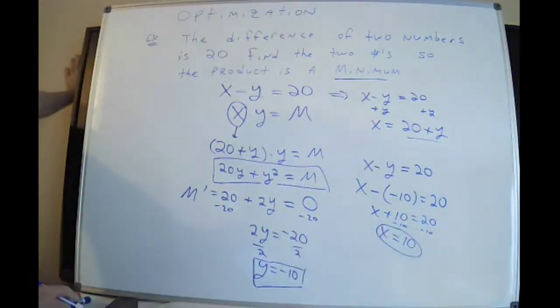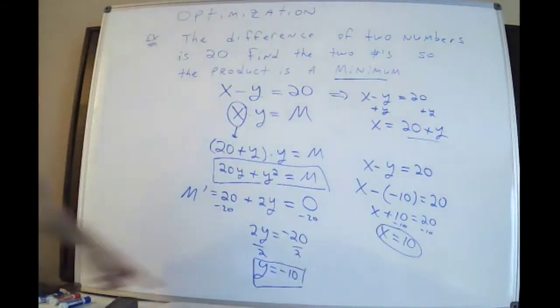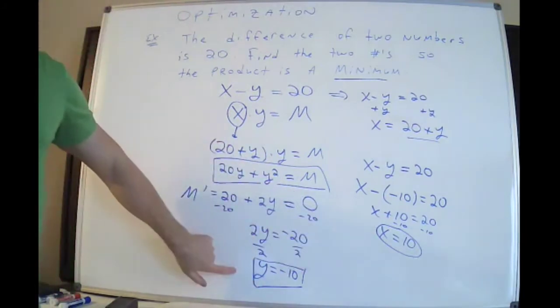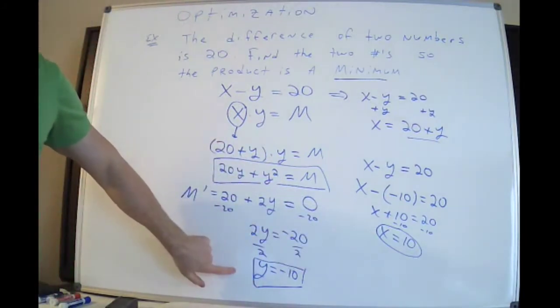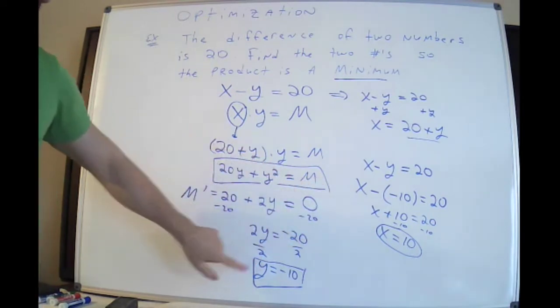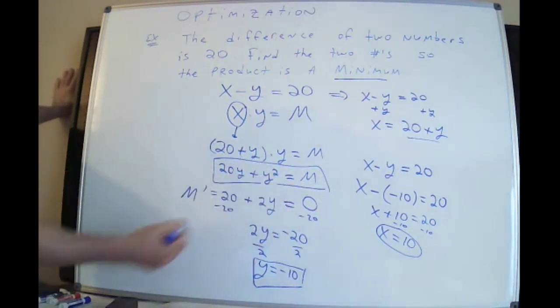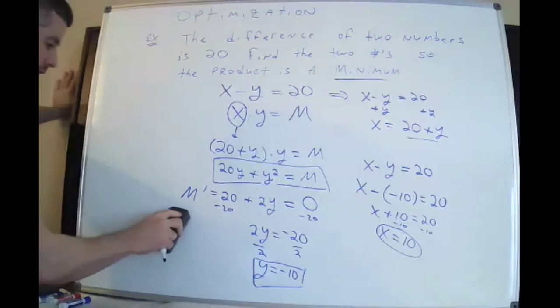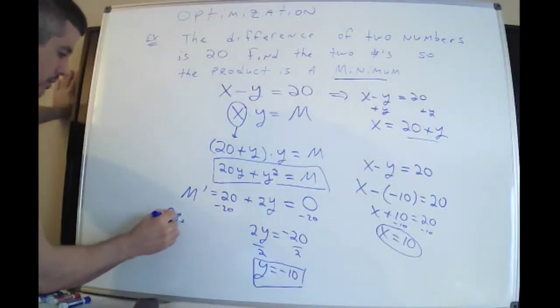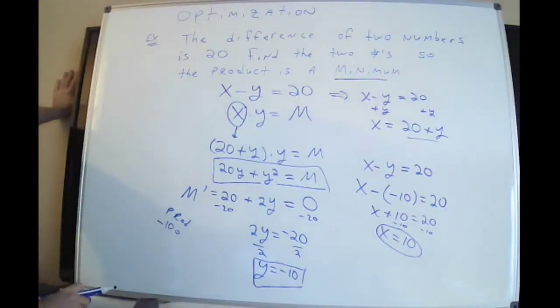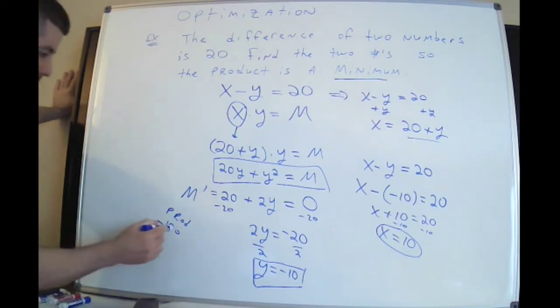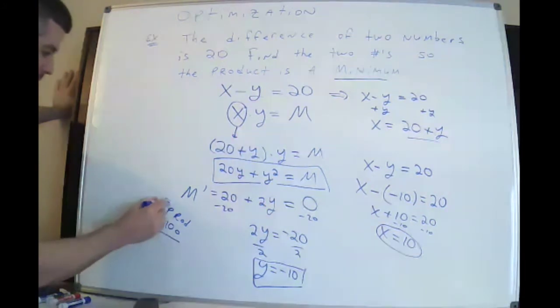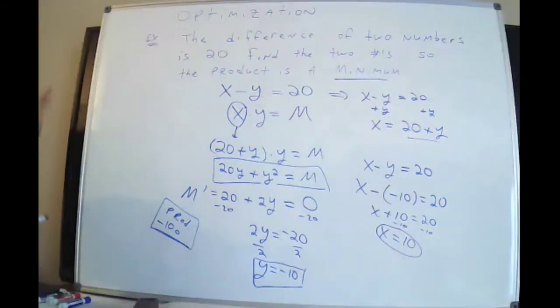So that's your pair. The difference of these numbers, if you do 10, take away negative 10, you get 20. If you multiply them together, what's the product? 10 times negative 10 is negative 100, right? This is your product. There is no pair of numbers you can find that will give you a smaller product, no matter what you pick for X and Y. If you subtract them and make 20, your product is going to be bigger than this. This is the smallest product that you can make.